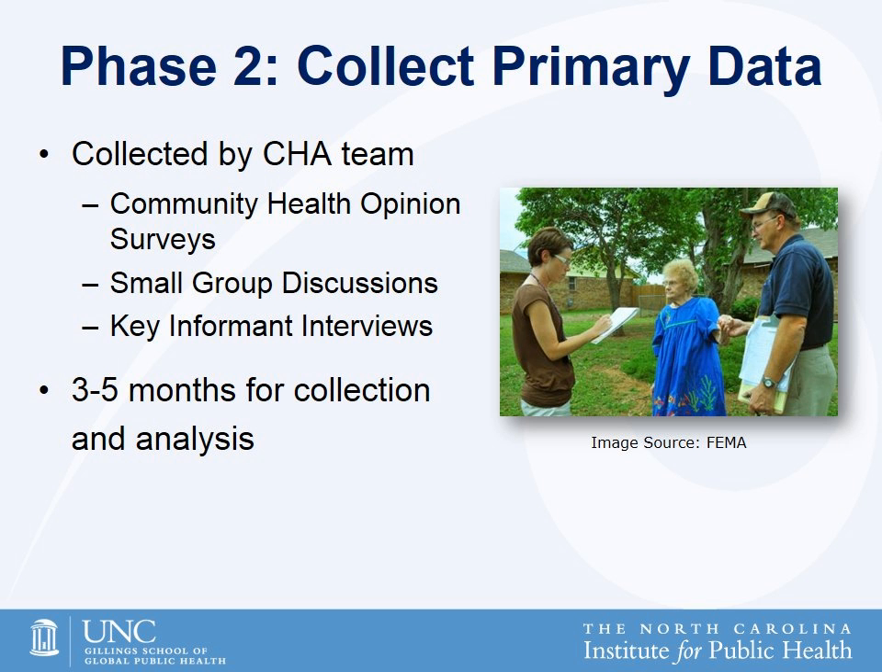So just a little bit about the primary data collection phase. Local health departments are required in North Carolina to collect data through 2 primary ways: community health opinion surveys, or small group discussions or focus groups. So if they don't do a community health opinion survey, which should be representative of the entire county population or region, then they do small group discussions, which they'd have to do at least 10 in their county if they're not doing the survey. They have the option of doing key informant interviews, and this process, roughly, depending on the community, takes 3 to 5 months for data collection and analysis.